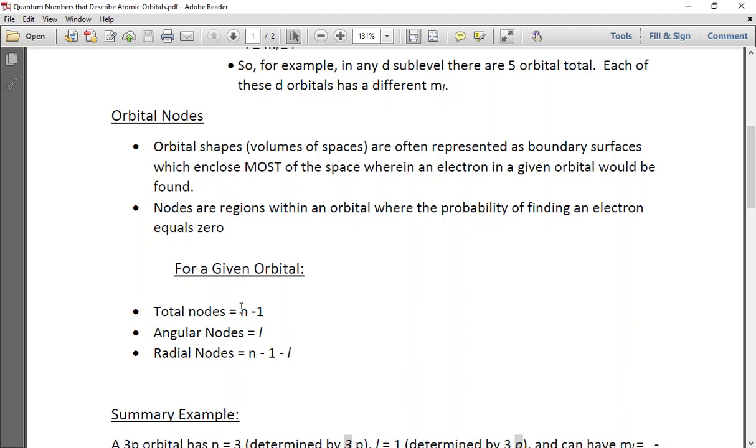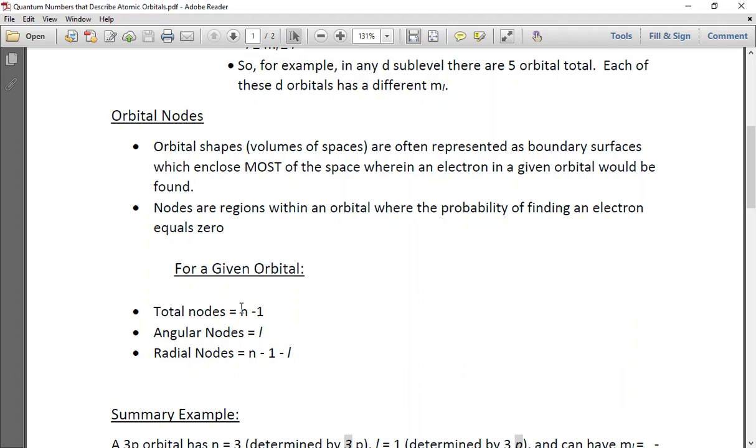Now, there's two different types of nodes that can be present in atomic orbitals. We have angular nodes and we have radial nodes. Angular nodes are often referred to as nodal planes or planar nodes. Now, some angular nodes are like two-dimensional planes, but there are also angular nodes that are cone-shaped. So I tend to refer to angular nodes simply as angular nodes rather than nodal planes, for the most part, but do be aware that language is used. Also, the other kind of node that we can find are radial nodes.